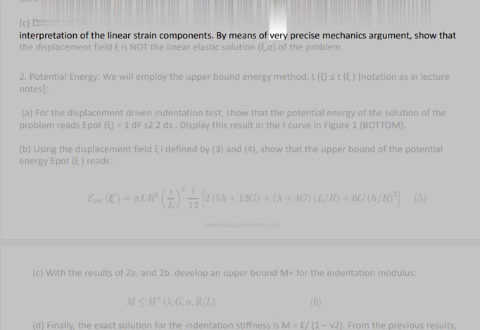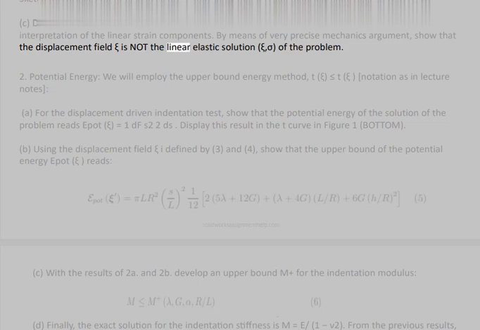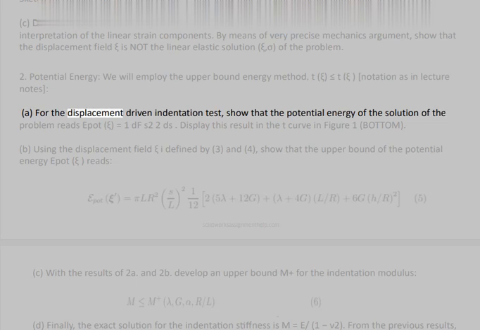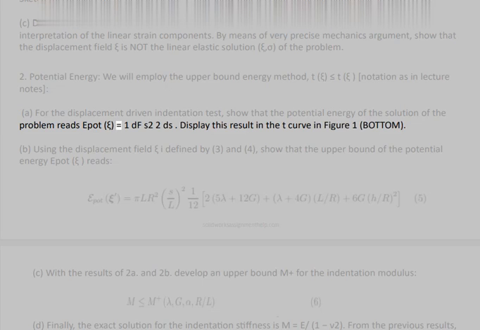By means of a very precise mechanics argument, show that the displacement field psi is not the linear elastic solution, (u, sigma), of the problem. 2. Potential energy. We will employ the upper bound energy method, T(u) less than or equal to T(psi), notation as in lecture notes. A. For the displacement-driven indentation test, show that the potential energy of the solution of the problem reads the potential energy of u equals one half integral of dF s squared over 2 ds.